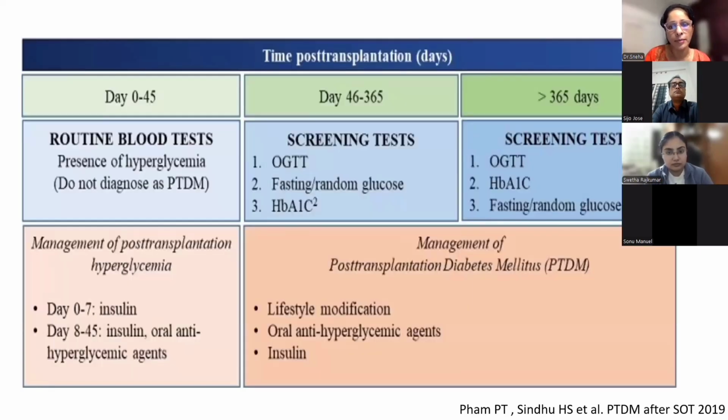So this is after 6 weeks. After 6 weeks, we make the diagnosis of PTDM based on the oral glucose tolerance test. And after 3 months, if the patient has crossed 3 months, we can include HbA1c. Otherwise, fasting and random glucose is used.